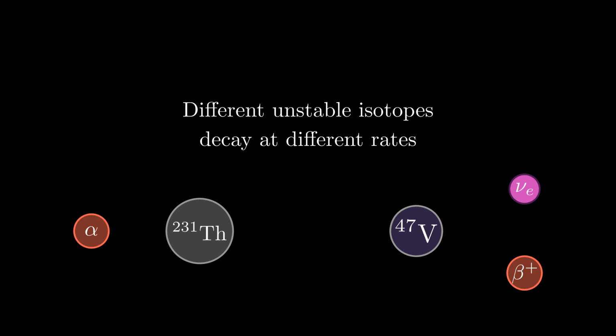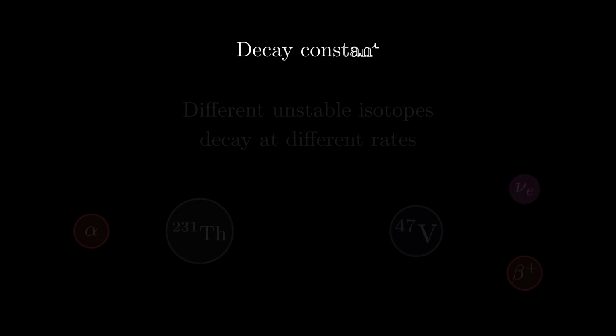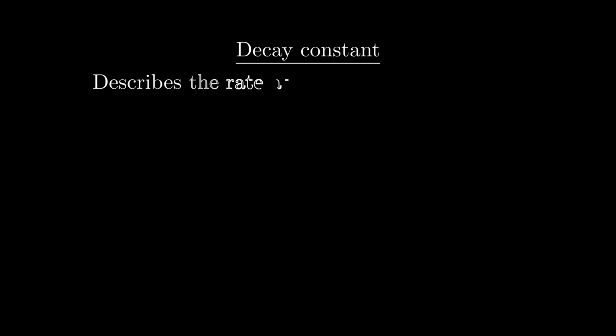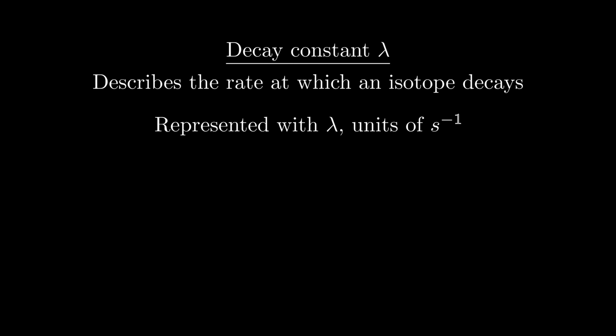The rates at which different isotopes decay span many orders of magnitude, 54 orders of magnitude to be exact. And the quantity that underpins these rates is called the decay constant. This constant effectively describes the rate at which a given isotope undergoes decay. We represent decay constants with a lowercase lambda, and decay constants have units of inverse time.